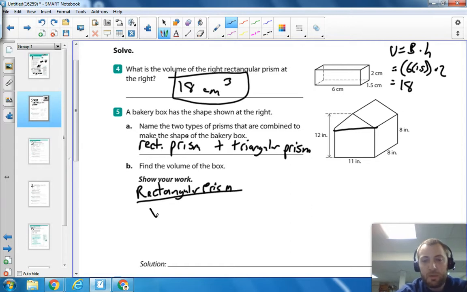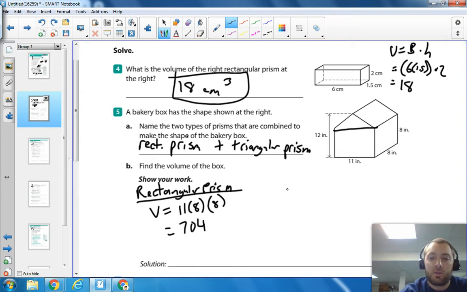So, length times width for the base of it is 11 times 8. And then times the height of the whole thing, which is 8. We get the volume of that rectangular prism: 11 times 8 times 8 is 704 inches cubed.